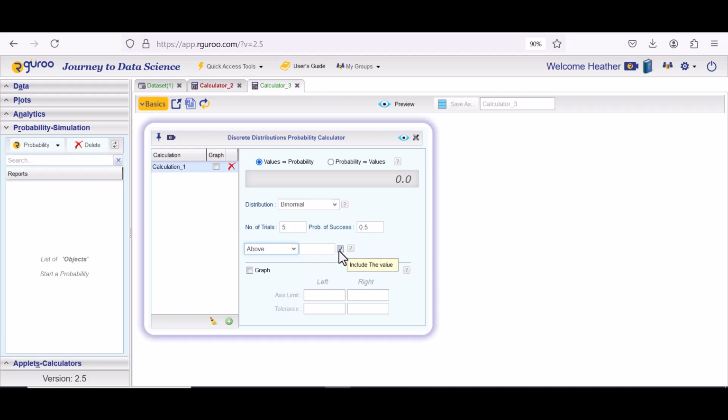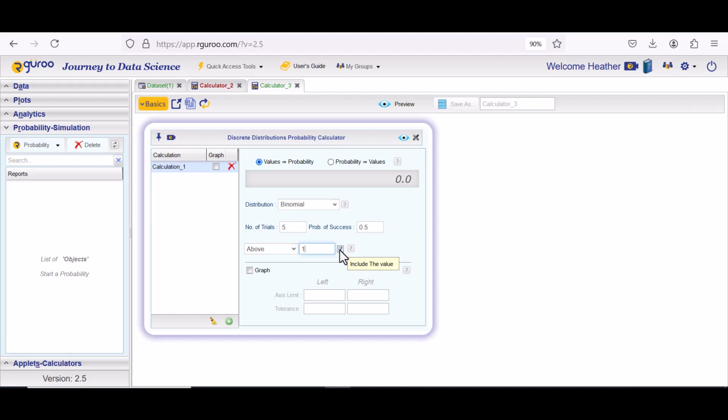So just for the sake of demonstration and argument, I want to show you what happens if I leave this box checked. You can notice when I hover over this box with my mouse, the words show up "include the value." Well, what does that mean? That means that I'm including the value 1. So I'm not really getting greater than 1. This is actually giving me greater than or equal to 1.